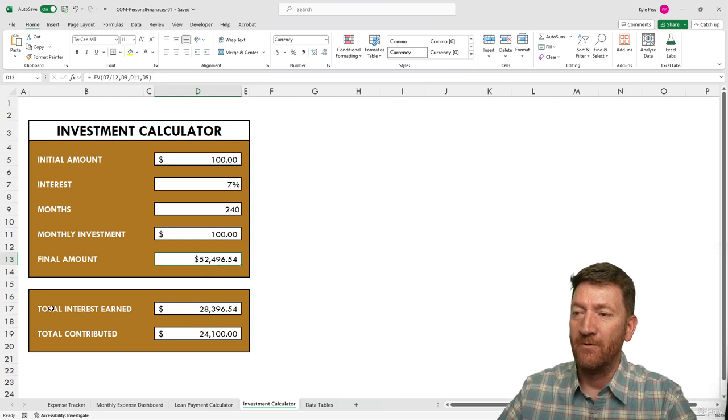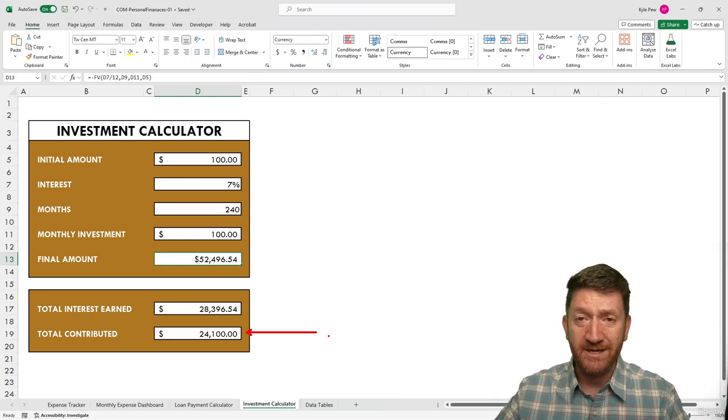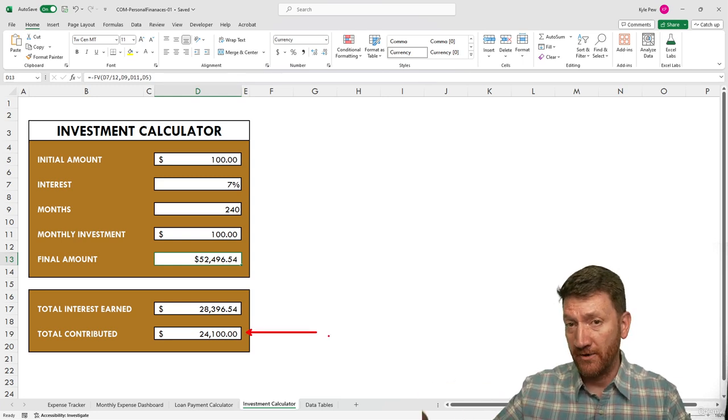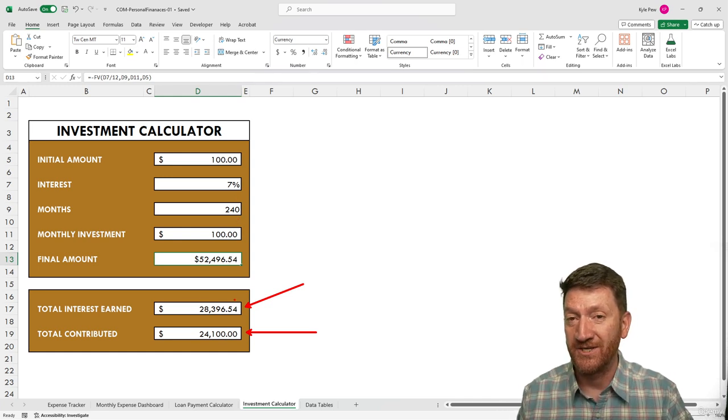Now, we can see through a couple of quick calculations here, this is what we contributed over those 20 years: $100 initially, $100 every month, roughly $24,000. But then with the 7% return over those 240 months, we can expect somewhere around $28,000 in interest on top of our money for a grand total of roughly $52,000. That's pretty good. That's pretty good.